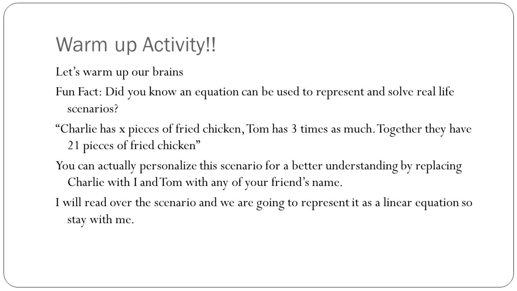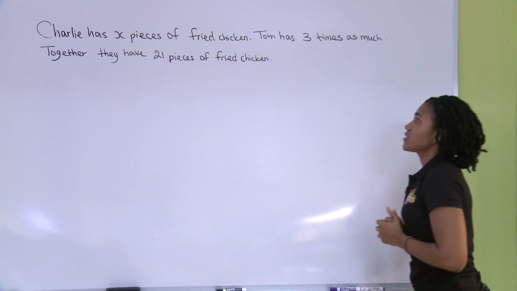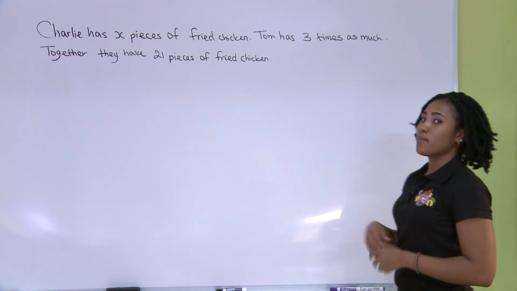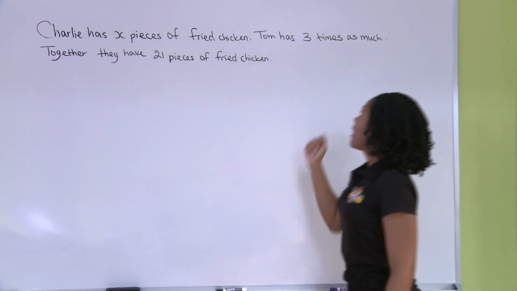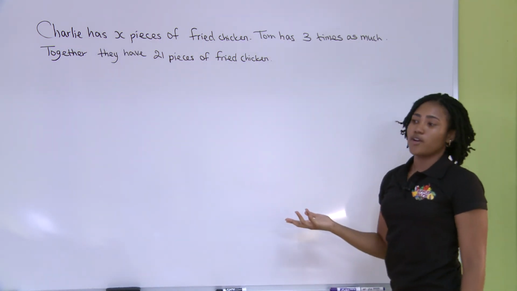Let's warm up our brains a bit. Fun fact, did you know an equation can be used to represent and solve real-life scenarios? Let's have a look at an example. I will read the example. Charlie has X pieces of fried chicken. Tom has 3 times as much. Together, they have 21 pieces of fried chicken. You actually can personalize the scenario for better understanding by replacing Charlie with I and replacing Tom with any one of your friends' names.